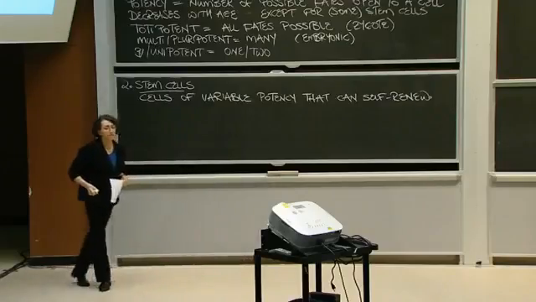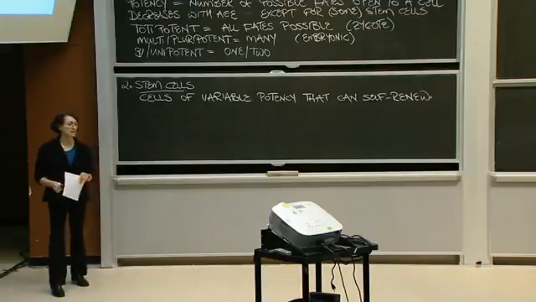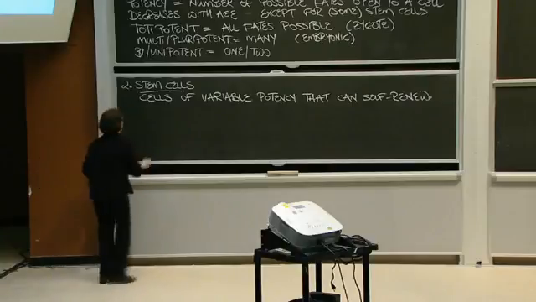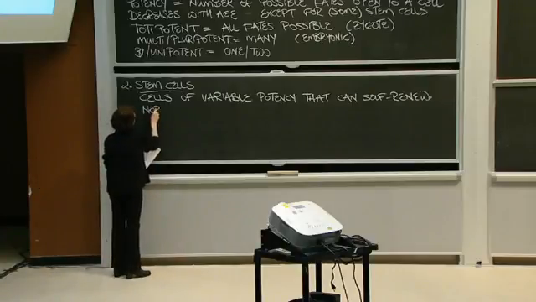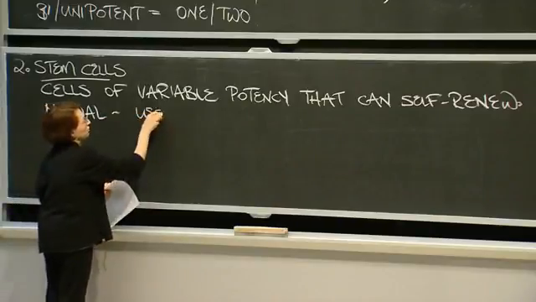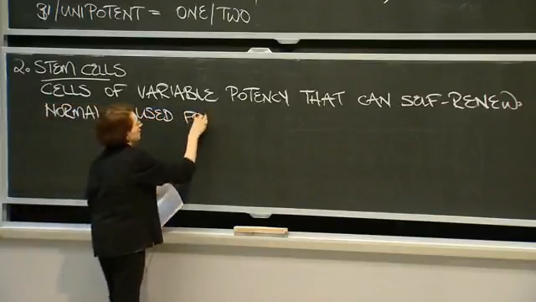Despite the hype, despite covers of Time magazine and almost every front page of every newspaper across the world, stem cells are normally found in our bodies. And normally, as we'll explore, they're used for organ maintenance and repair.